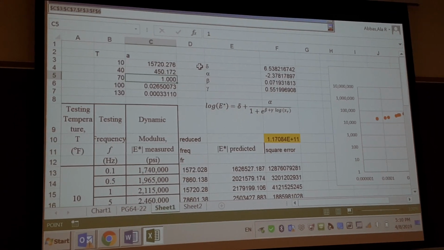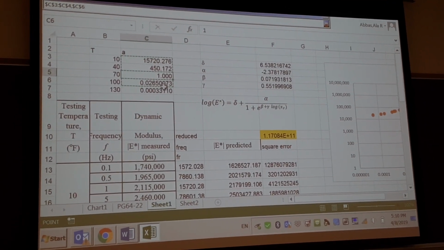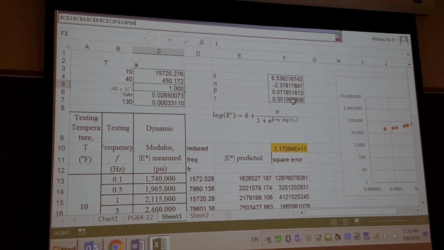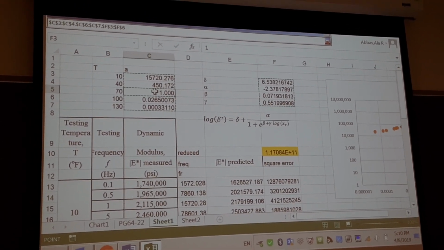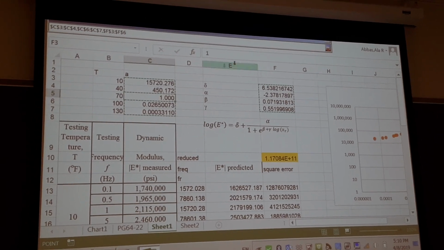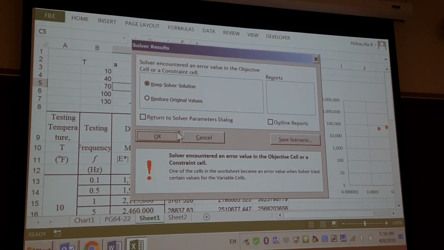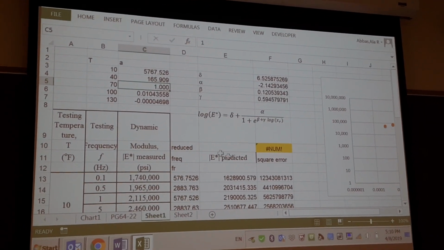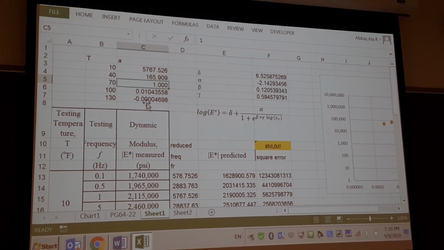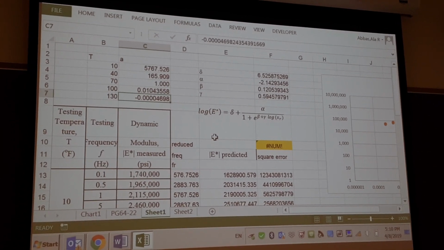So when I change, I have to select these two, and these 4. I cannot choose this one, because this one has to be 1. You cannot shift the 70, because your reference temperature is 70. And then I'm going to solve. So you can see now this one is 1. Okay? This cannot even be minus.